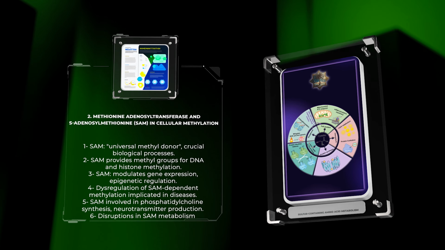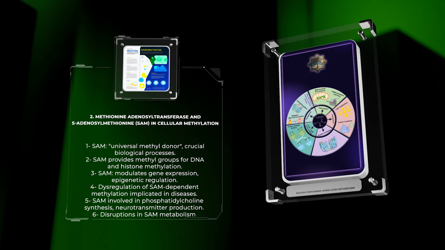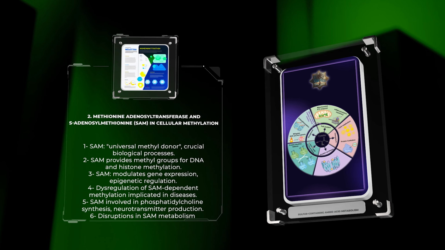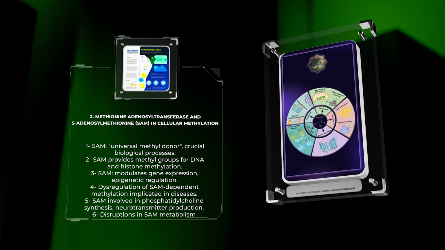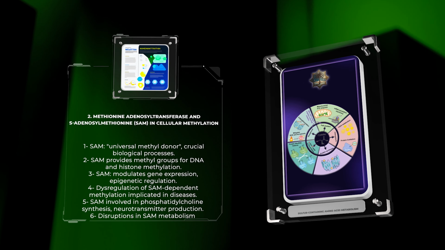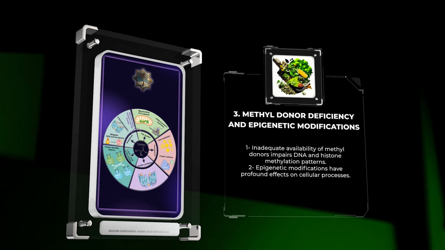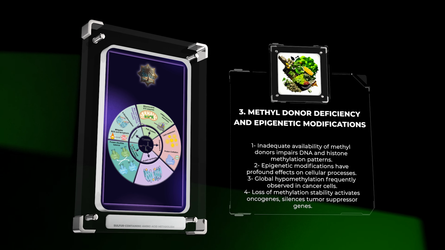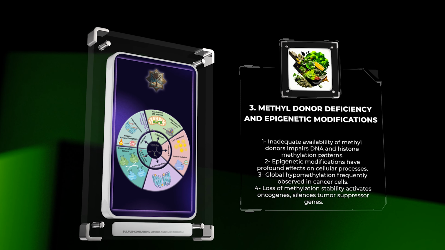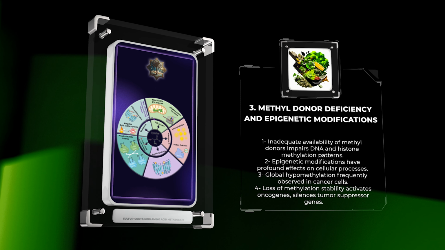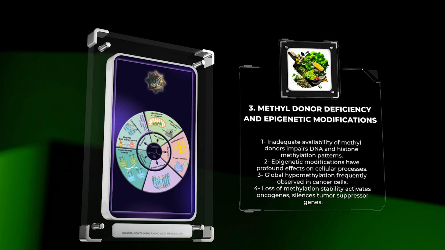Furthermore, SAM is involved in the synthesis of phosphatidylcholine, a major component of cell membranes, as well as the production of neurotransmitters and other biologically active molecules. As such, disruptions in SAM metabolism can have far-reaching consequences on cellular function. Inadequate availability of methyl donors, such as SAM, can lead to impaired DNA and histone methylation patterns, resulting in altered gene expression profiles. This phenomenon, known as epigenetic modifications, can have profound effects on cellular processes and has been implicated in the development of various diseases.